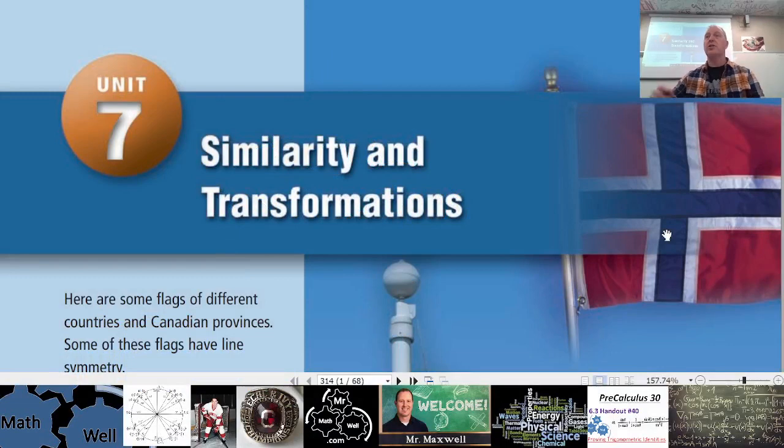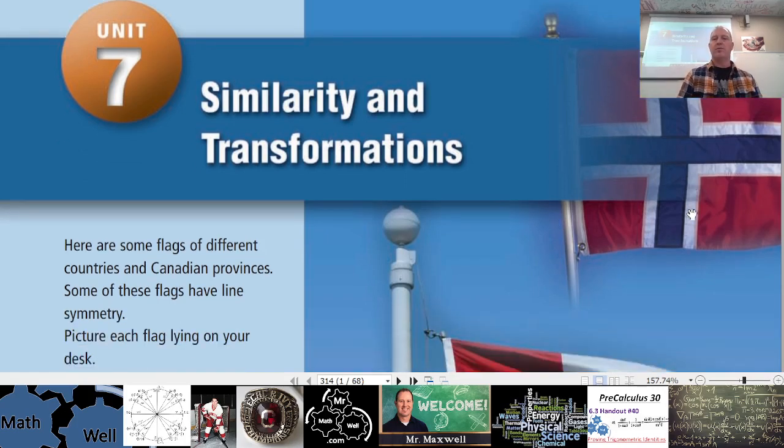All right, so today as we launch into Chapter 7, Similarity and Transformations is the title. We've already talked a little bit at the beginning of this class about the flags that you see in your textbook and lines of symmetry. We're going to talk a little bit about that as we move through and similar polygons.